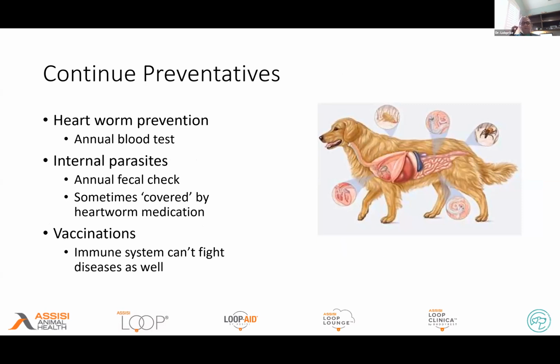Even though they're older, you definitely need to continue your preventative methods. They need their heartworm prevention given with an annual blood test. They need to have their fecal checks done to check for internal parasites, because just because they're old doesn't mean they can't get hookworms and roundworms. It's not just a puppy thing. And you may think vaccinations might not be as needed, but in fact, since their immune system can't fight diseases as well, we definitely need to keep these vaccinations up to date.